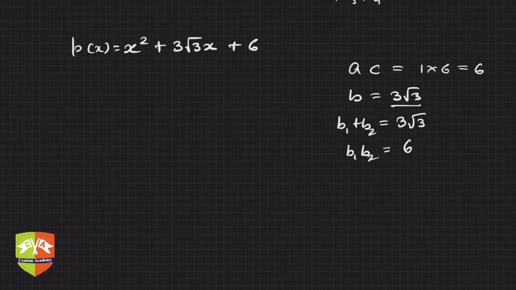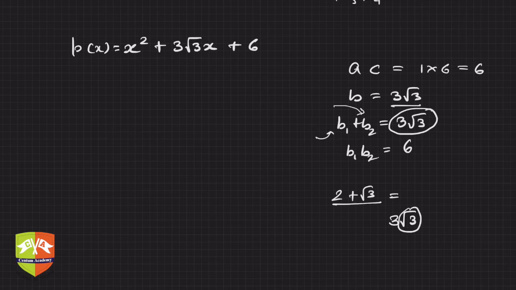Now b1 plus b2 is 3 root 3. Now 3 root 3 is an irrational number, guys. So b1 and b2 both have to be irrational, right? Because if one of them is rational and one of them is irrational, then the sum will not be a pure irrational number. You understand? So 2 plus root 3 will never be pure irrational. It is rational plus irrational, correct? To get 3 root 3, we have to split it into two irrational numbers, and that too carrying root 3 in them.